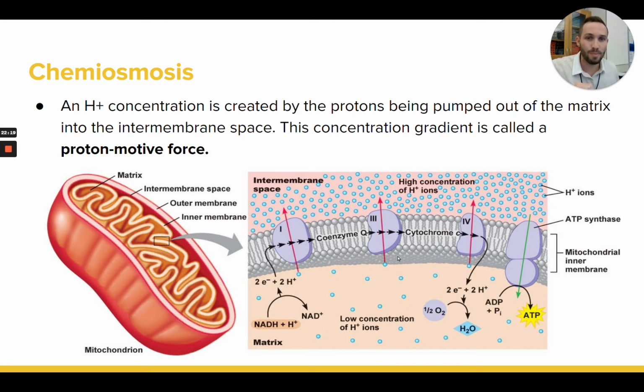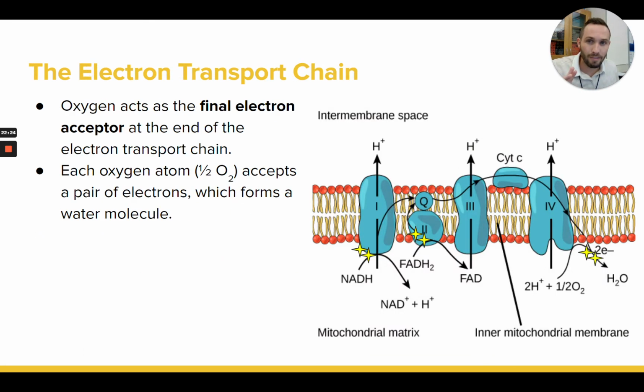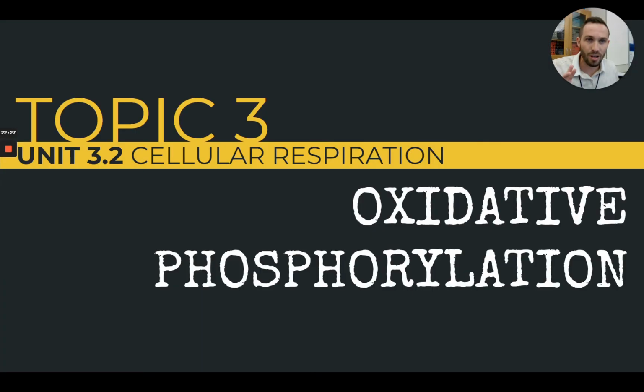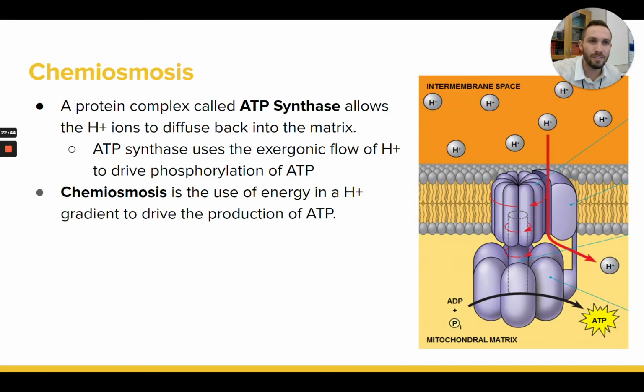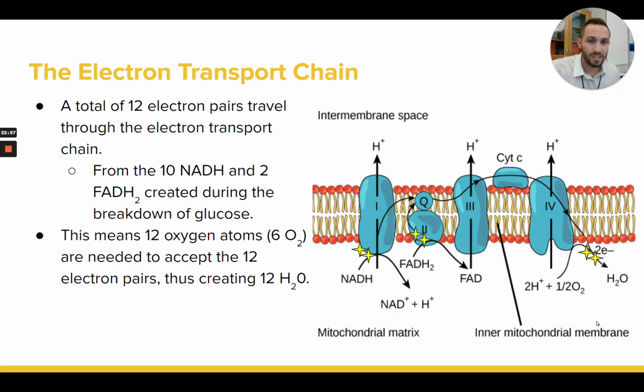Now, these 2 steps, the electron transport chain and chemiosmosis, together we call oxidative phosphorylation. You might be wondering, why is this called oxidative phosphorylation? This whole process of the electron transport chain pumping out hydrogen ions to then power chemiosmosis to produce ATP, we call that oxidative phosphorylation. The phosphorylation part is where ADP is being phosphorylated to make ATP. And the oxidative part was these guys losing their electrons.